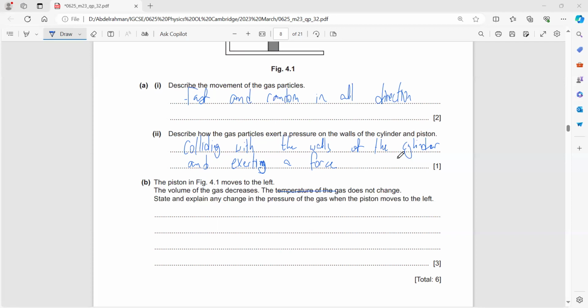What's your idea? Any other answers? They will hit the walls more frequently and the pressure will increase. So here we have to say what will happen to the pressure: the pressure will increase. Why will the pressure increase? Because the area of the walls decreases.